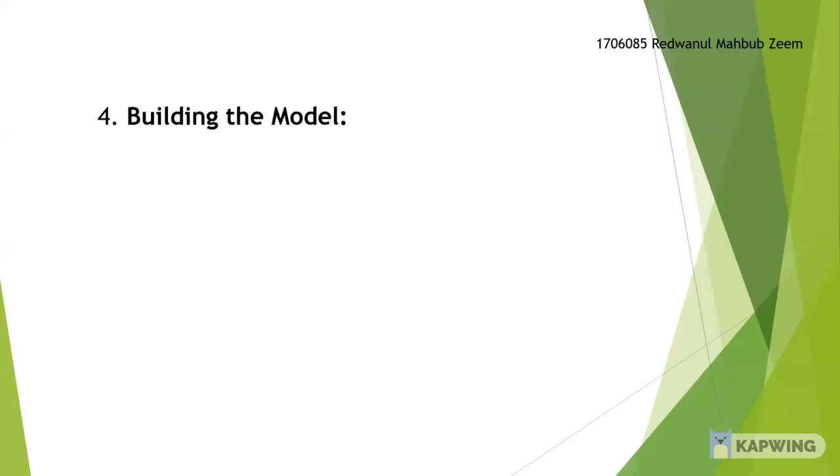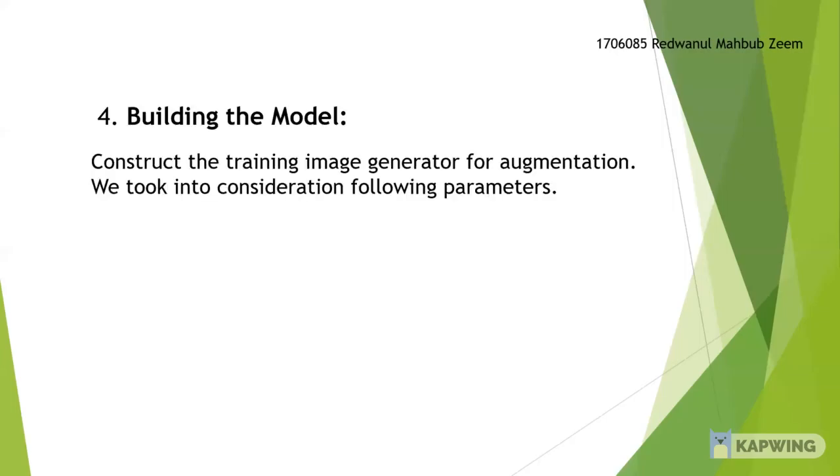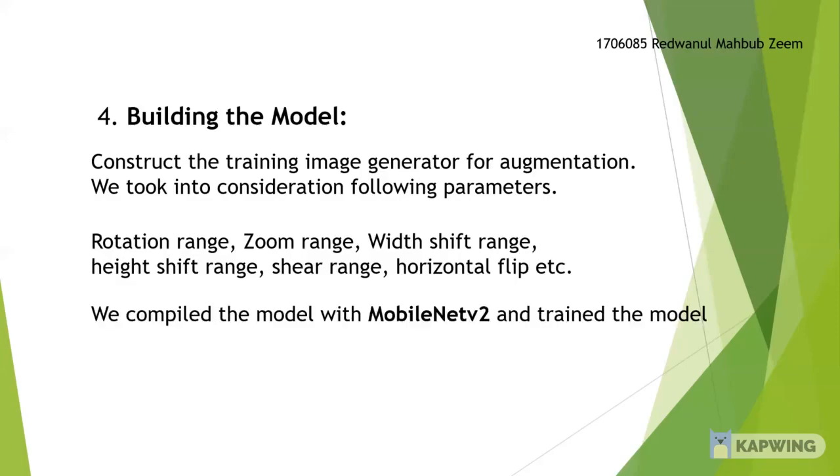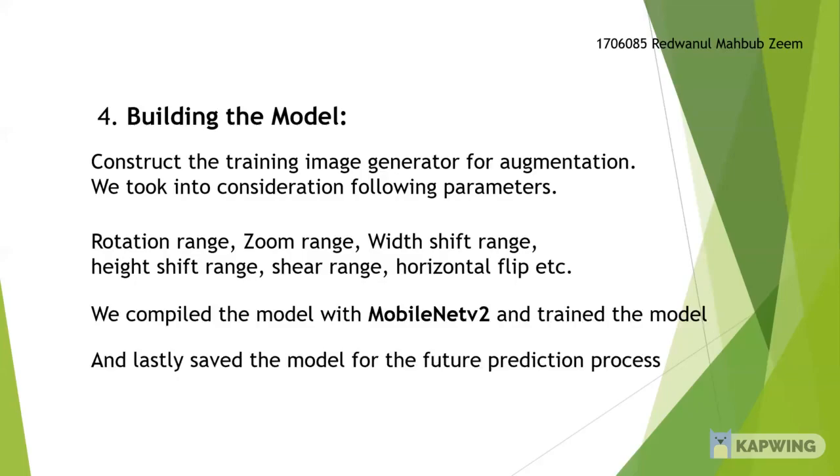For building the model, we have followed some steps. Firstly, we constructed the training image generator for augmentation. For augmentation, we took the following parameters into consideration. These are rotation range, zoom range, width shift range, height shift range, shear range, horizontal flip, etc. Then we compiled our model with MobileNet V2 and trained our model. And lastly, we saved our model for the future prediction process.